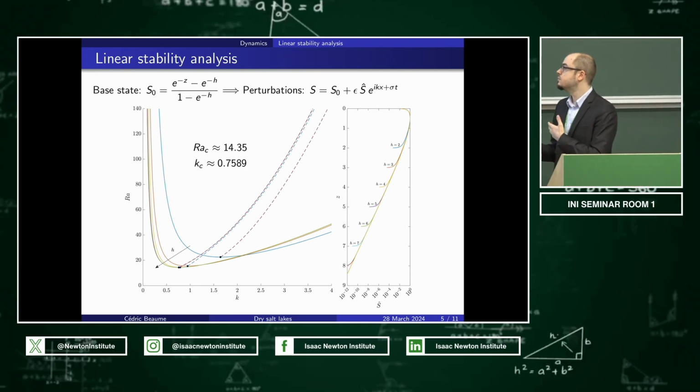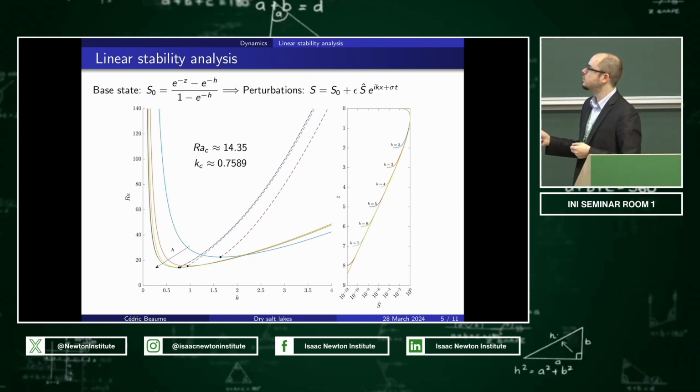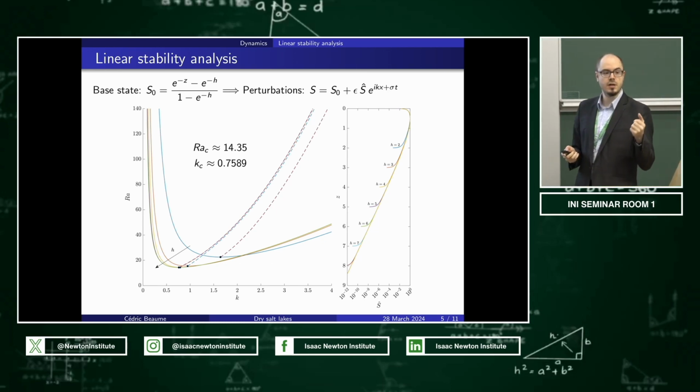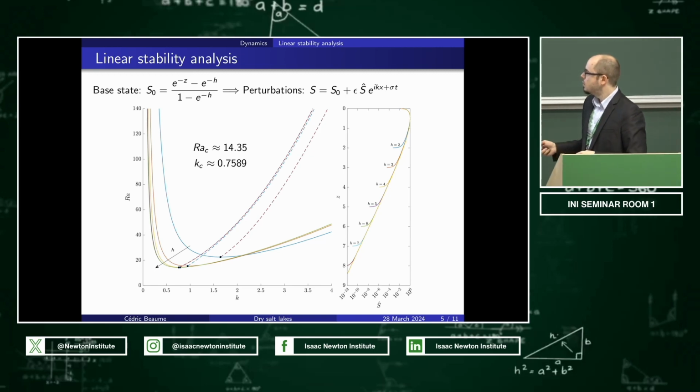What we can see here is very quickly we reach an asymptote, which is the infinitely deep lake limit, where we can extract the critical value of the parameters. We have a critical Rayleigh number of 14.35 and a wave number roughly of 0.76. Okay? On top of this figure, we've overlaid the fastest growing eigenmode, so in dashed line.